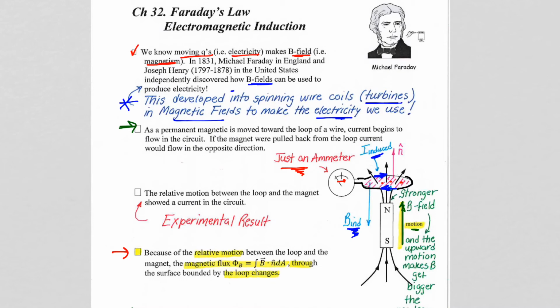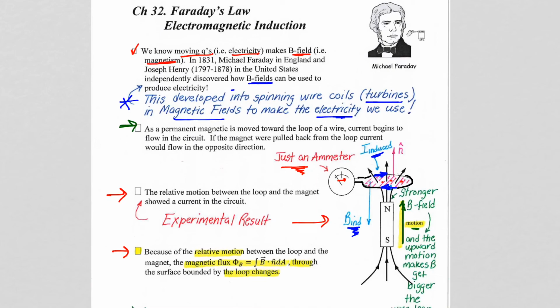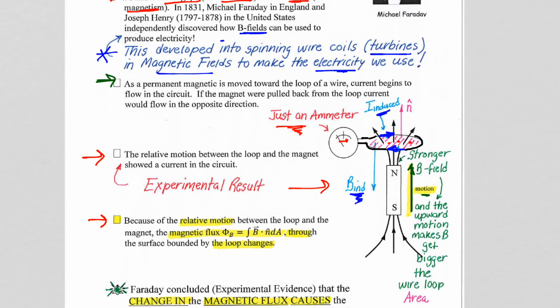Also, what will be very important, I don't want to skip over it entirely, is that it is definitely the relative motion between the loop and the magnet. So for the example we just talked about, instead of moving the magnet toward the loop, we could let the loop fall down and move towards the magnet. We would get that same effect, the increasing B field and the induced current going in the clockwise direction here to create that downward induced B field.